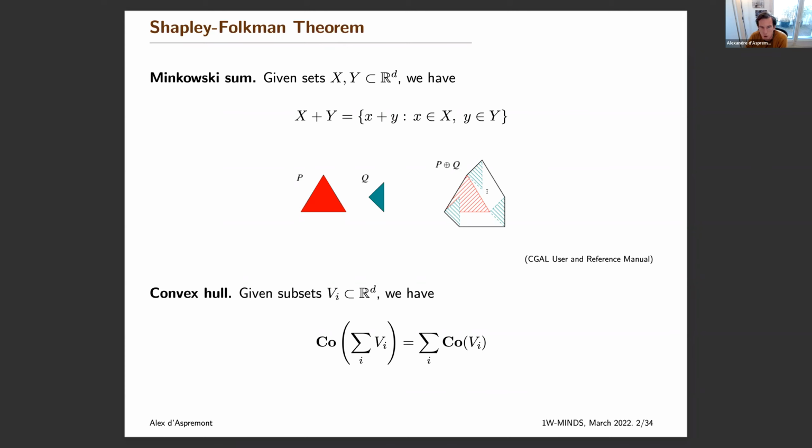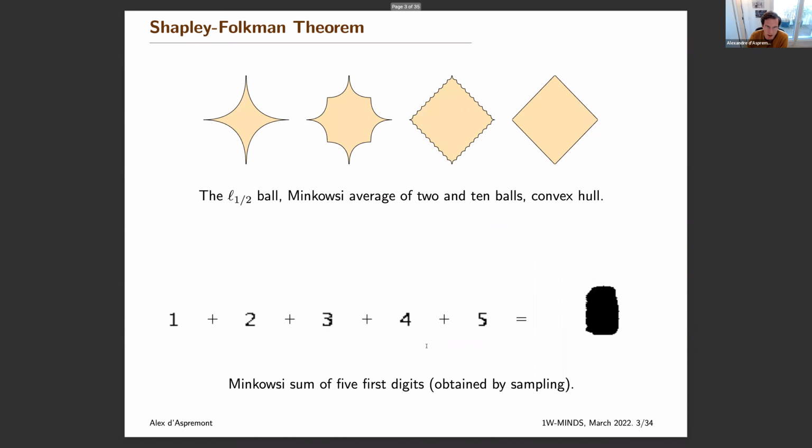Minkowski sums have plenty of properties, but the one we really care about here is the one on the convex hull. If you are given subsets Vi in d-dimensional space, the convex hull of the Minkowski sum of the Vi's is also the sum of the convex hulls of the Vi's. So convex hull and Minkowski sums commute. Keep that in mind because it's going to matter in what follows.